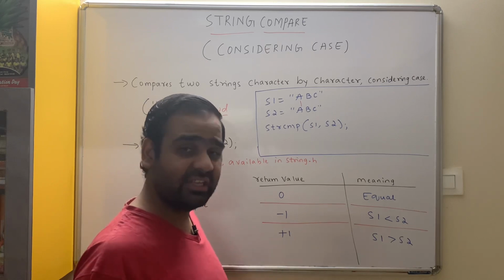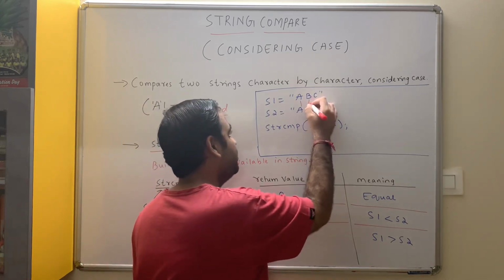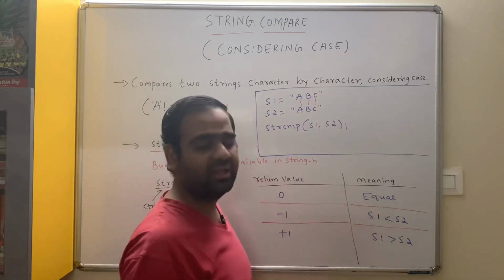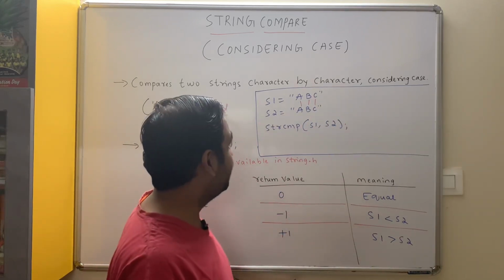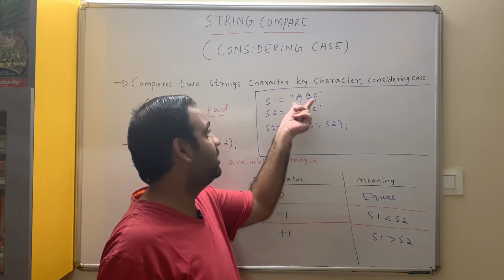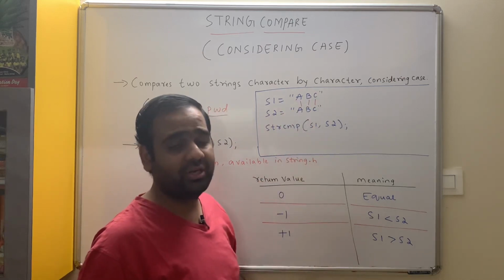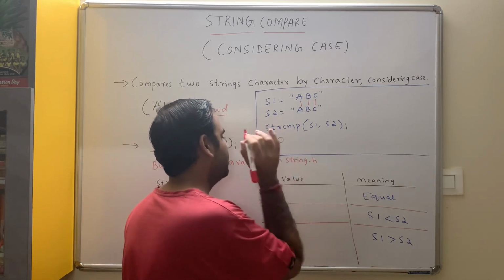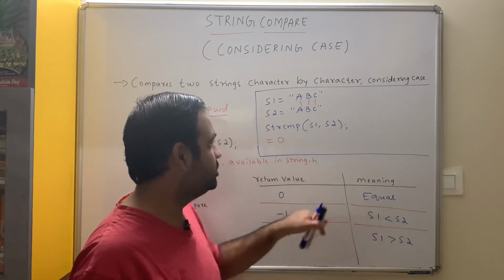We have to check each character of the string individually. Is b equal to b? Yes. Is c equal to c? Yes. Now you reach the null character. That means all the characters of string 1 match with the characters of string 2. Therefore the strings are equal and the return value for this is 0.